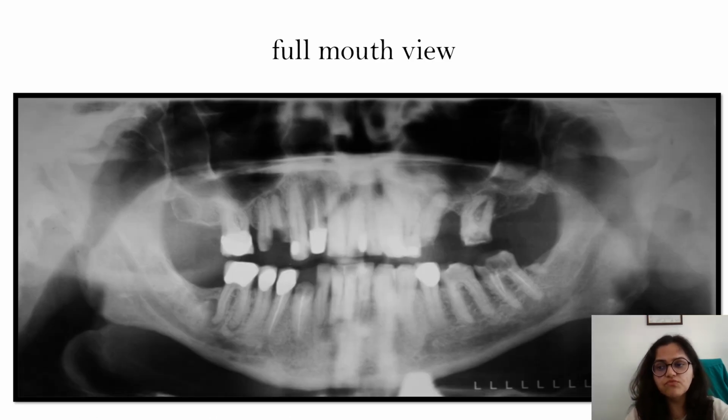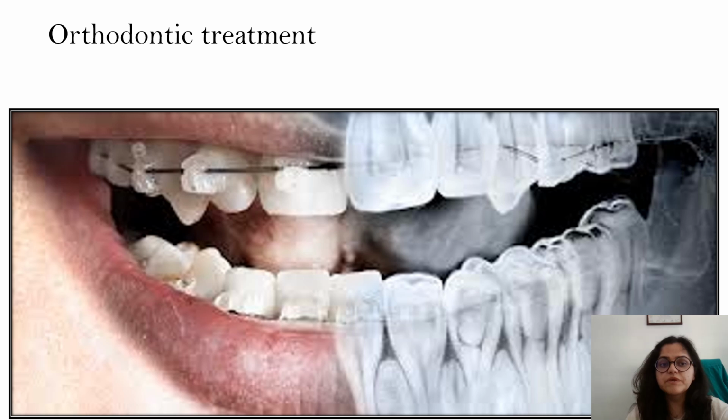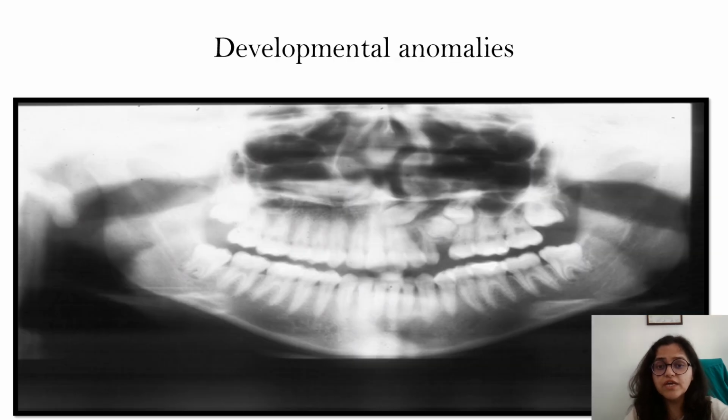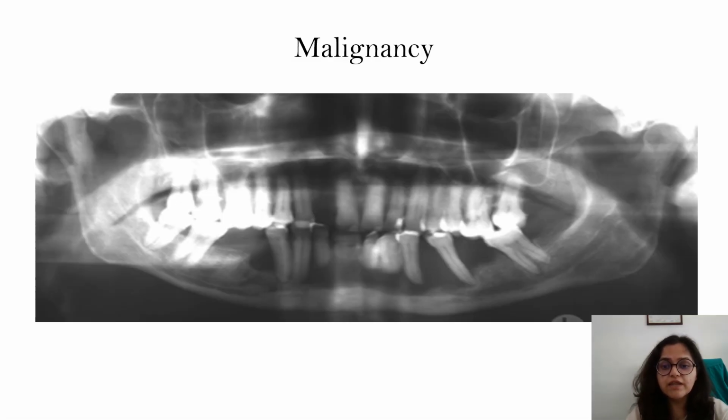This is a full mouth view of an orthopantomogram. This is the evaluation of the third molar. You can well appreciate 1-8, 3-8 and 4-8: mesioangular impaction, horizontal impaction and mesioangular impaction. It can be used for orthodontic treatment, as you can see the braces. Next, it can be used for evaluation of any developmental anomalies, mixed dentition in children, and any malignancy involving bone, maxilla or mandible.